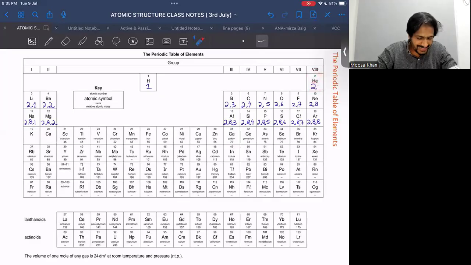Right? From lithium, we can see the lithium atom has 2 shells. And we were discussing that the period number tells us the number of shells. All the period 2 elements have 2 shells. Lithium's electronic configuration is 2,1. Beryllium is 2,2. Boron is 2,3.